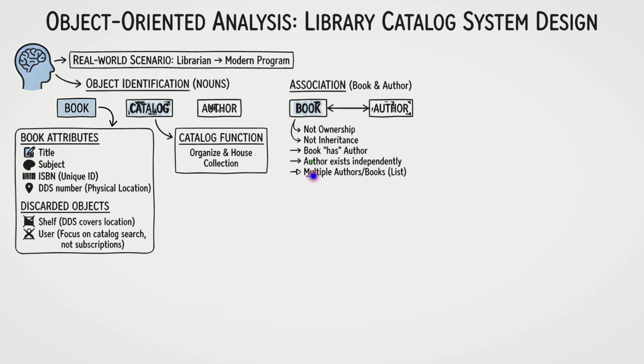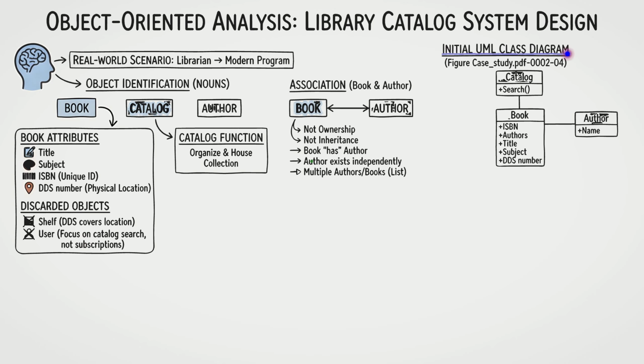Also, because a book can have multiple authors or an author can write multiple books, our design needs to support a list of authors for each book. During this process, we also have some discarded objects that we evaluate but decide not to include in our initial model. For instance, the shelf is redundant because the DDS number already covers the location logic. Similarly, the user object is excluded to keep our design purely focused on the catalog search rather than tracking user subscriptions. Putting this all together, we can create our initial UML class diagram.